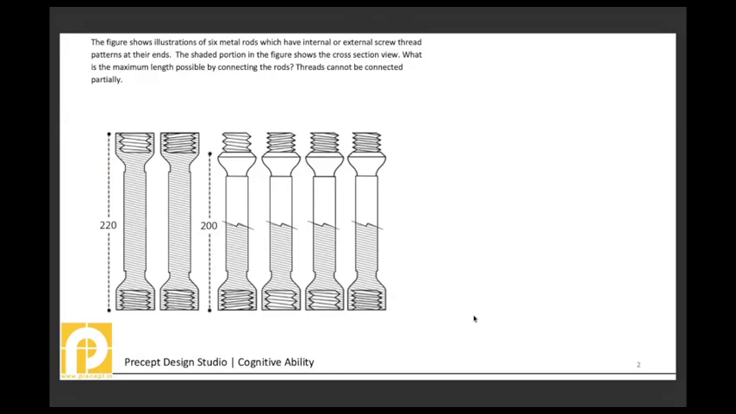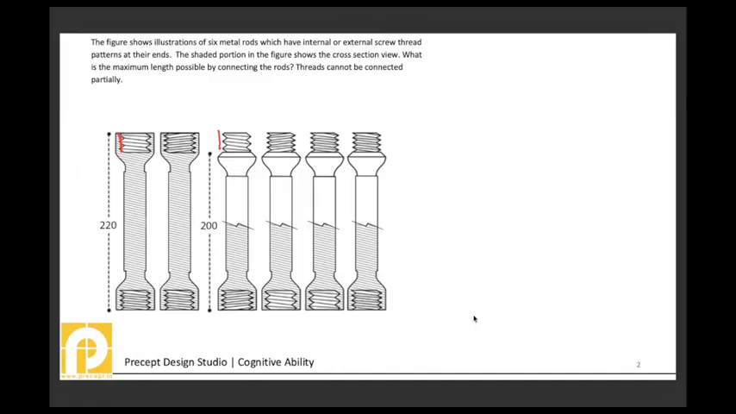The figure shows illustrations of 6 metal rods which have internal and external screw thread patterns at the end. So what are internal and external screw threads? What you see here is an internal screw thread, versus what you see here is an external screw thread. Now, the portion in the figure shows the cross-section view.